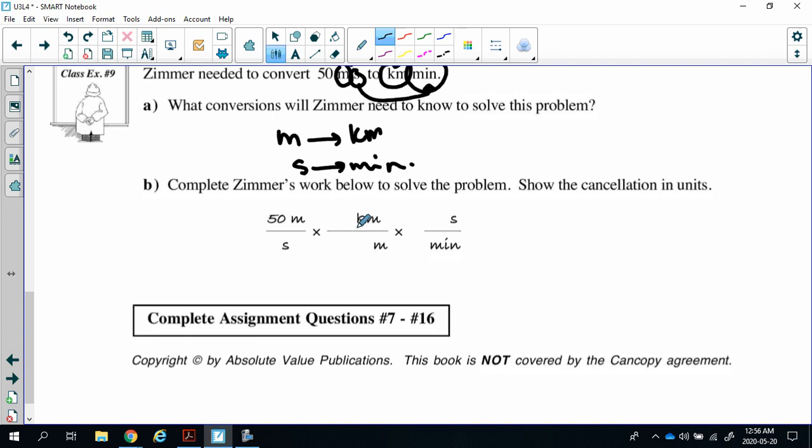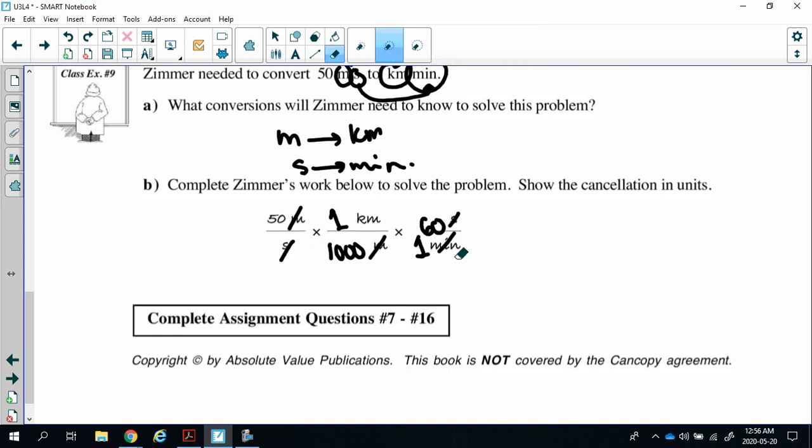So first things first here, they convert from meters to kilometers. 50 meters times the conversion. 1 kilometer we know is 1,000 meters, and they put the meters at the bottom so they are able to cancel out. Times second per minute, we know that 1 minute is 60 seconds. Multiply, of course here, the seconds are going to cancel out and you're left with the minute. So when you multiply the numerator together, 50 times 1 times 60 divided by 1,000, you should end up getting 3 kilometers per minute.